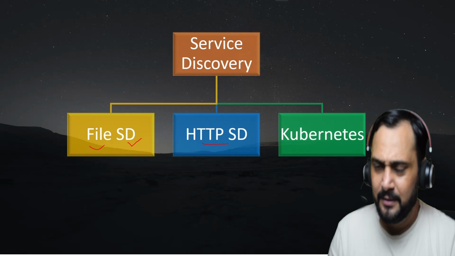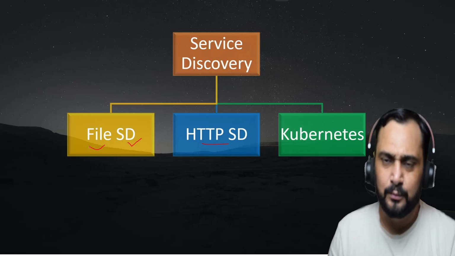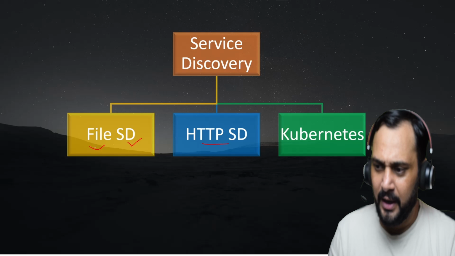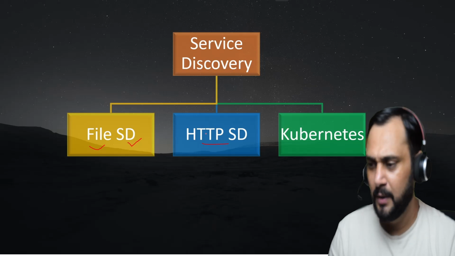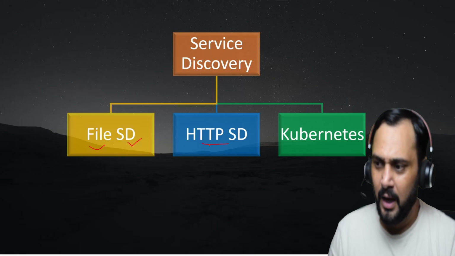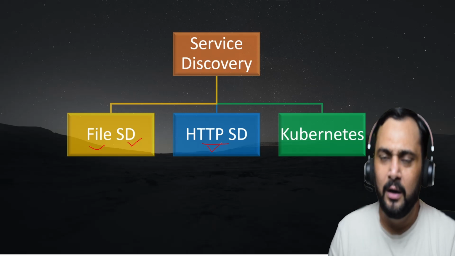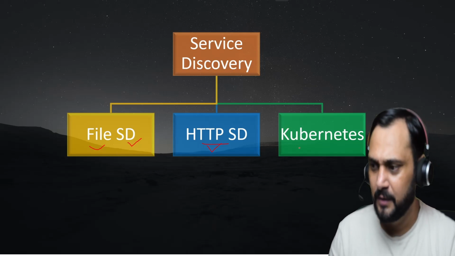In file SD, with the help of node exporter, we can fetch the data and obviously we will create the JSON or YAML file in the Prometheus server only. However, for HTTP, we can fetch the data from the client machine, and for this, we don't need node exporter. But for file SD, we need a node exporter for the client machine.